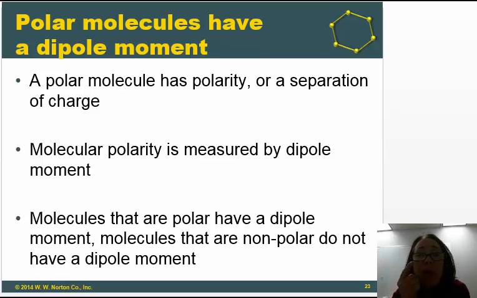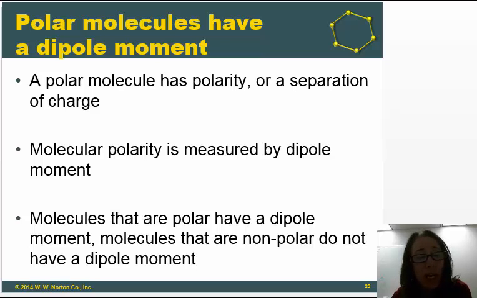A polar molecule has polarity, otherwise known as a separation of charge. Molecular polarity is measured by dipole moment. So molecules that are polar have a dipole moment, while molecules that are nonpolar do not have a dipole moment. Okay, so separation of charge in a molecule means they're polar and they have a dipole moment.